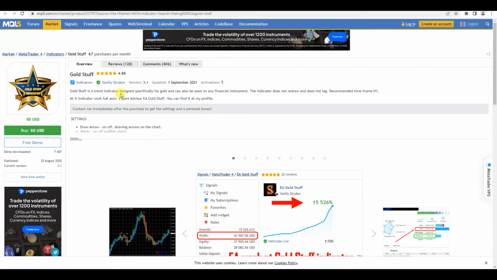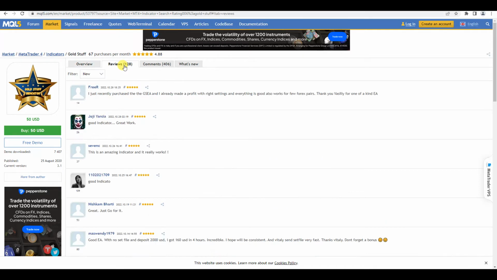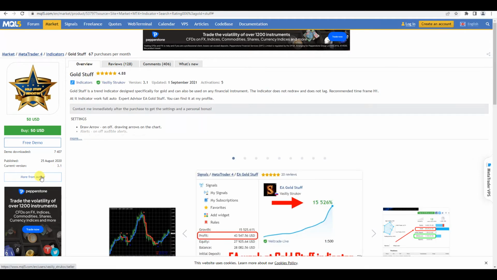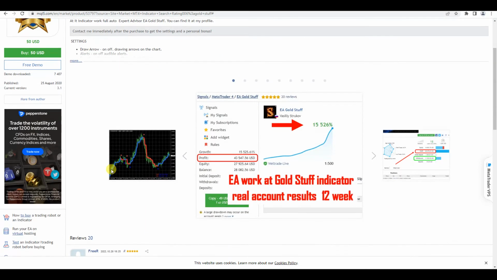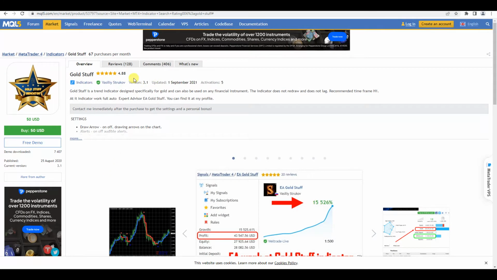This is a very famous indicator. The developer is Russian, Vasily Sprokov, and it has 128 reviews. People have been using this indicator for a long time. It was published a couple of times, because for some reasons it was removed by the author, who was working very hard on it, and he deployed it again on the 25th of August 2020. So now this indicator is being used by a lot of people, and they are all constantly making money.